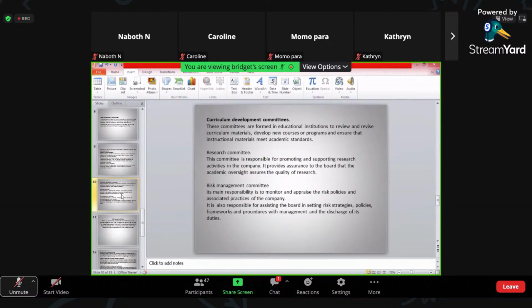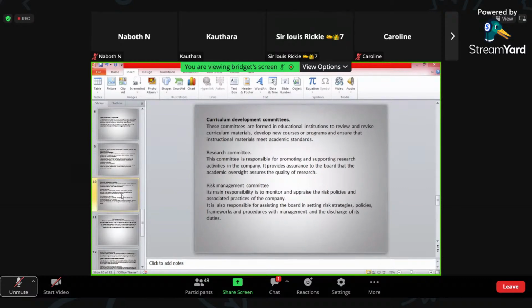The next we have curriculum development committees. These committees are formed in educational institutions to review and revise curriculum materials, develop new courses or programs, and ensure that institutional materials meet academic standards. Then another one, we have research committees. These committees are responsible for promoting and supporting research activities in the company. It provides assurance to the board that the academic policy assures the quality of research.